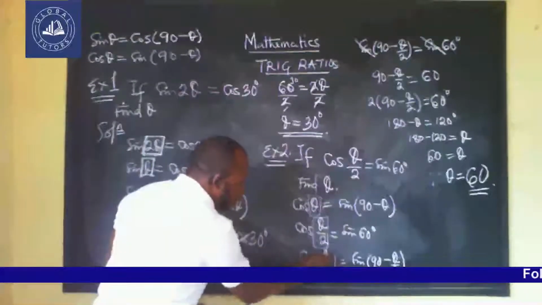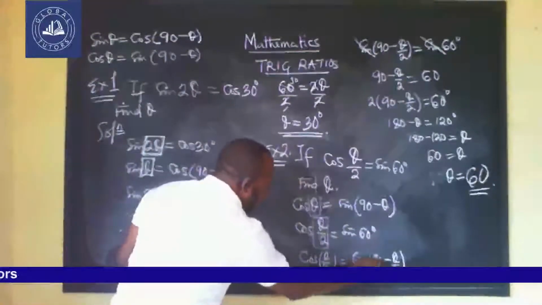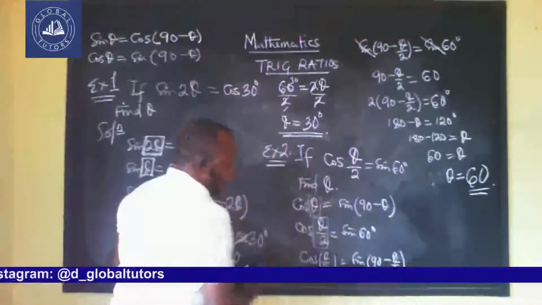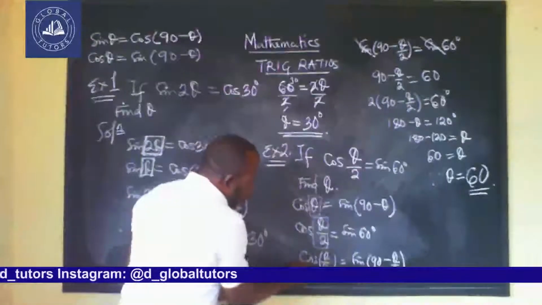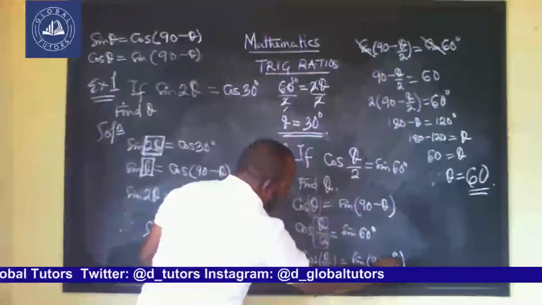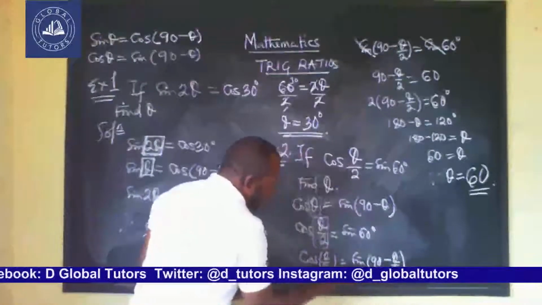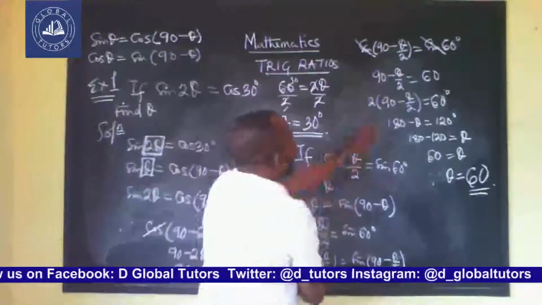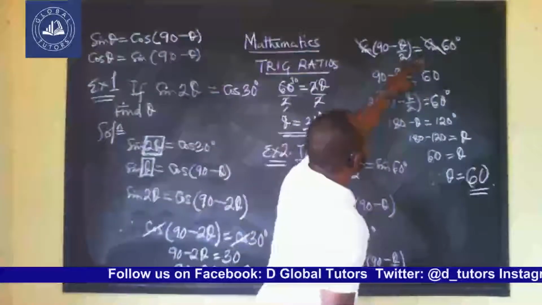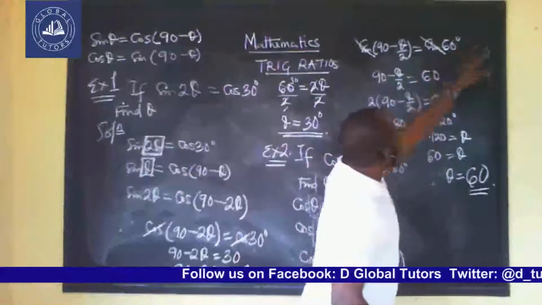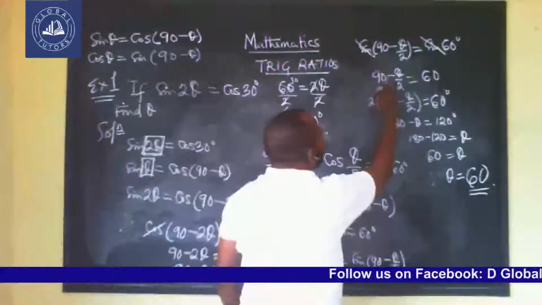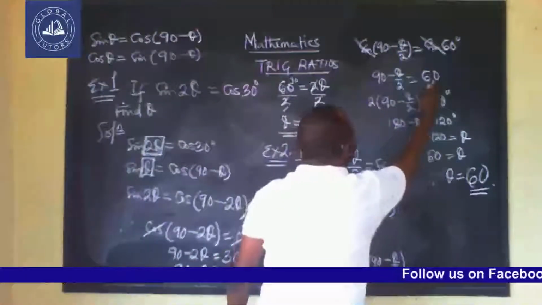So I have cos theta over 2 is sine 90 minus theta over 2. Why? Everything here is theta. So since cos theta over 2 is the same thing as sine 90 minus theta over 2, I can substitute this for this. So in the next line I can write sine 90 minus theta over 2 equals sine 60 degrees. Sine, they nullify. So we are left with 90 minus theta over 2 equals 60.